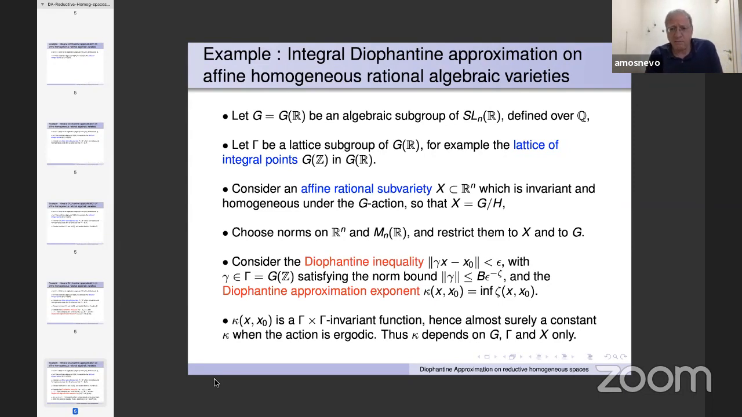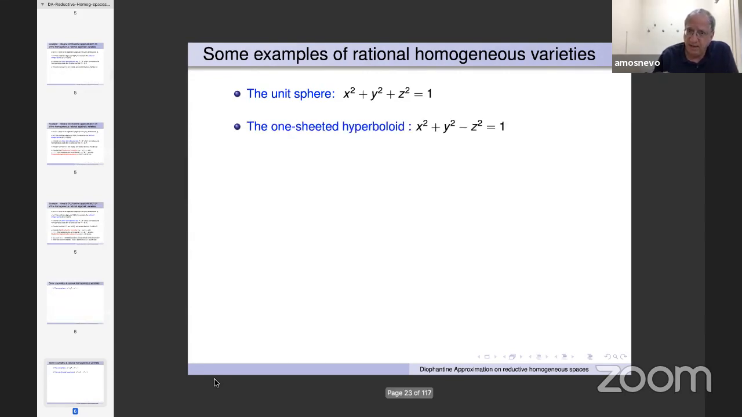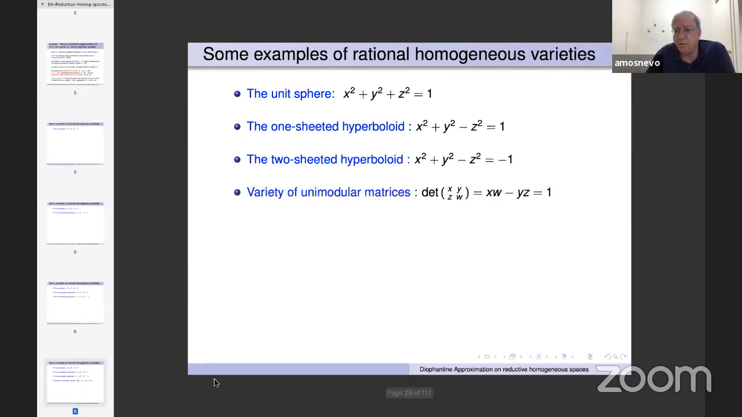Okay, now, as everybody knows, there are many, many interesting homogeneous affine varieties defined over Q. And let's go through a few examples. So obviously, we can consider the unit sphere, and we can consider the one-sheeted hyperboloid, and the two-sheeted hyperboloids, and we can consider the variety of unimodular matrices.